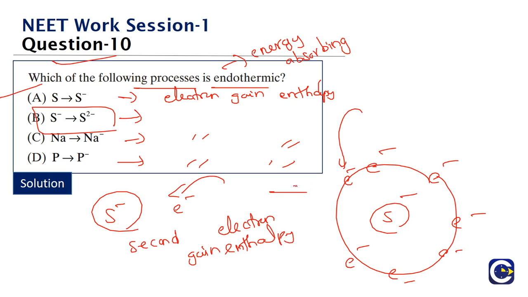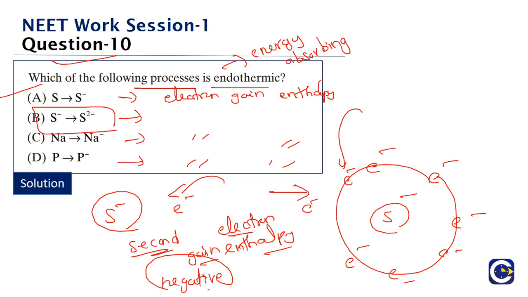Now when we try to add one more electron, this is already an anion. S minus is an anion. So when we try to add the second electron, there will be repulsion. S minus has a negative charge, and it will repel the incoming electron. As a result, the second electron gain enthalpy will not be negative.